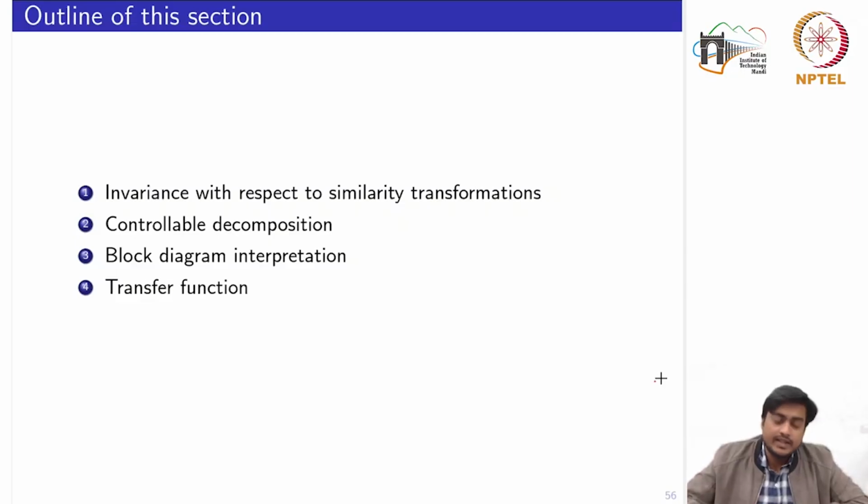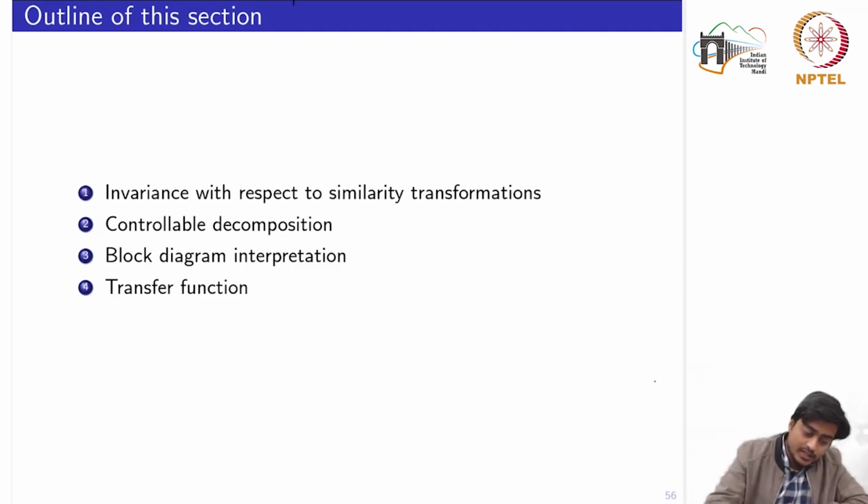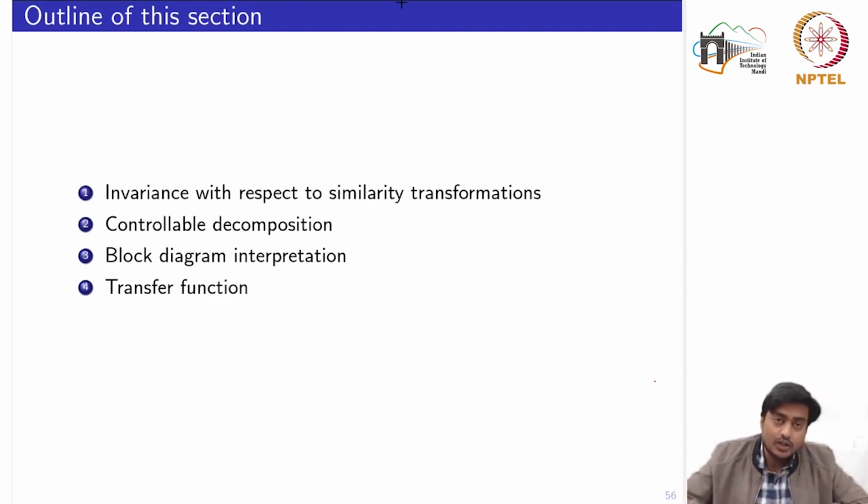So now we'll start the next subsection of the overall controllability topic. The next topic is the controllable decomposition, which is written on the top of this slide. The outline of this section is, we will cover four major aspects in this controllable decomposition. First of all, the invariance of controllability with respect to similarity transformations.